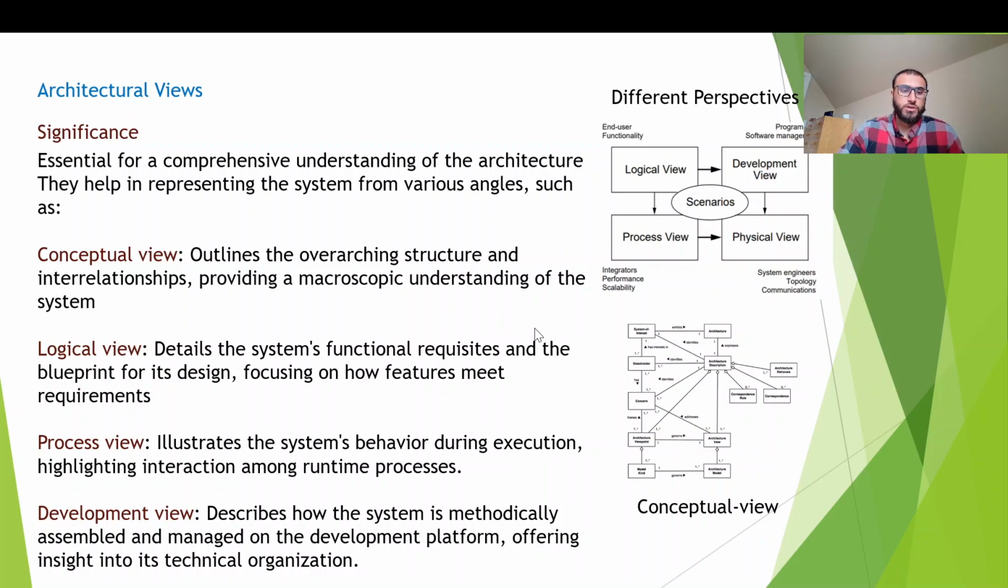because it's in runtime. And the development view describes how the system is methodically assembled and managed on the development platform, offering insight into its technical organization. So this would just be like how the architecture is actually supposed to work in production.